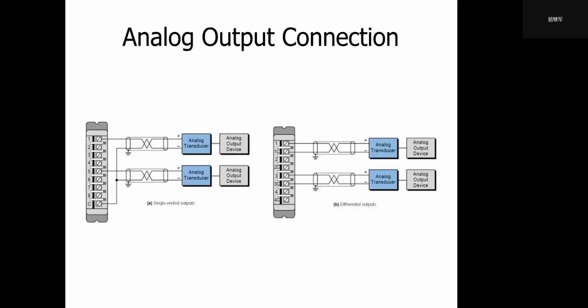Analog output connection. We can output the signal by the output interface. After the signal is converted to an analog signal, we can connect the signal to the devices by single-ended or differential outputs.